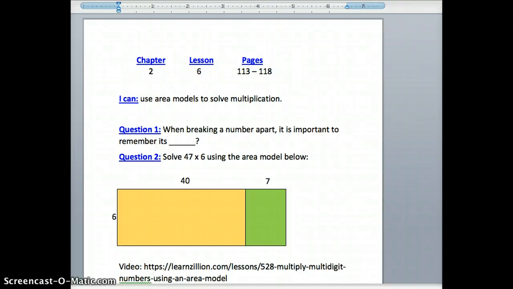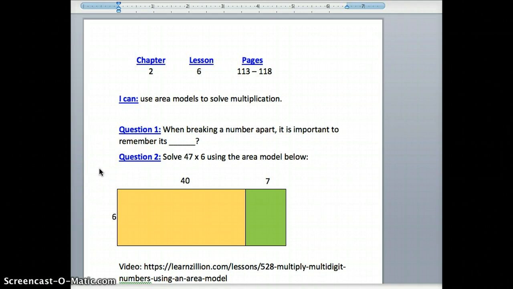Today we are learning about Chapter 2, Lesson 6, which can be found on pages 113 through 118. Our objective is I can use area models to solve multiplication. Question 1. When breaking a number apart, it is important to remember its blank.